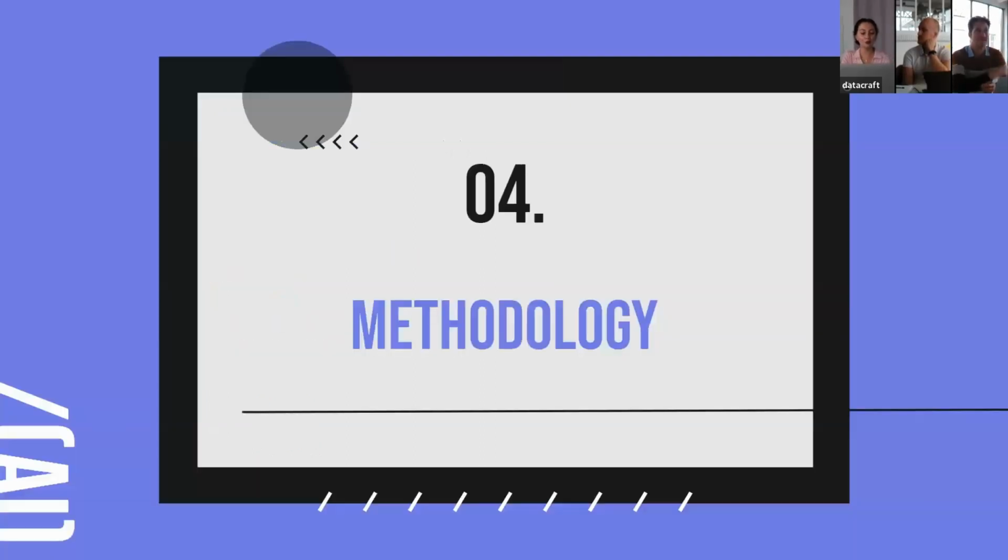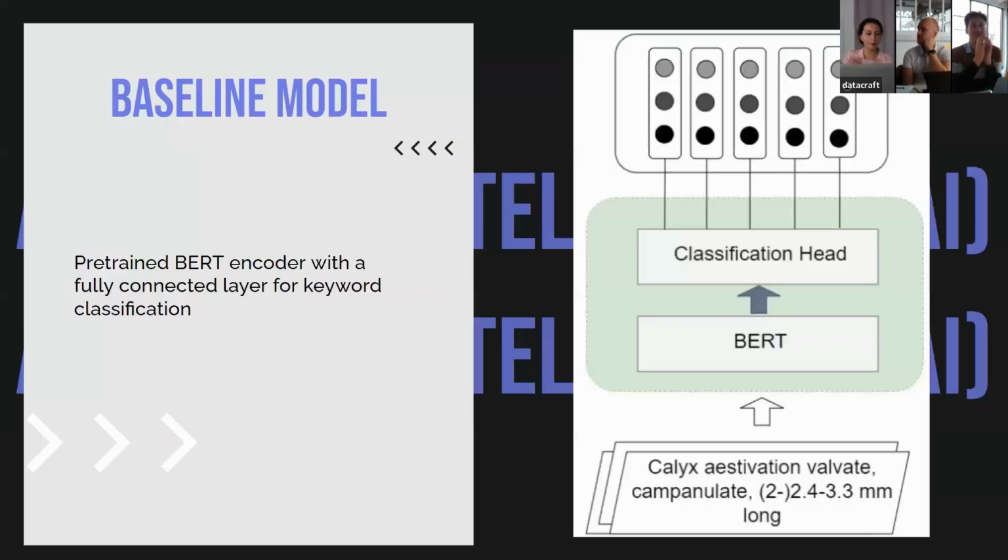Okay, so now we'll go through the methodology. The baseline model that I've used for named entity recognition is the typical BERT model with a classification head, that is a fully connected layer for keyword classification. The BERT model depends on the transformers model, which depends on the attention mechanism. And so this is the baseline.